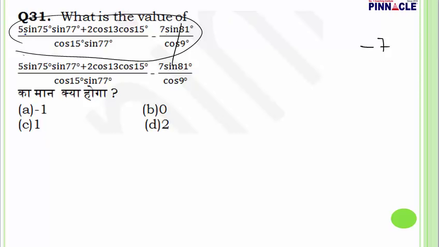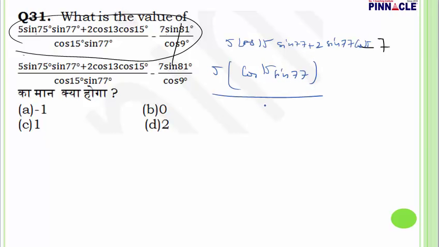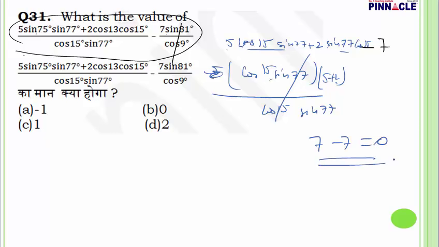Now solve this. Sine 75 you can write as cos 15, and sine 77 plus 2 cos 13, and cos 15. Cos 13 is equal to sine 77, and cos 15 you can write directly, so that should be equal to 5 cos 15 sine 77 divided by cos 15 and sine 77. You can cancel this, so this is 5 and this is 2, because the common part here is this, so 5 plus 2, you can write here 7. So 7 minus 7, that should be equal to 0. Answer is B.